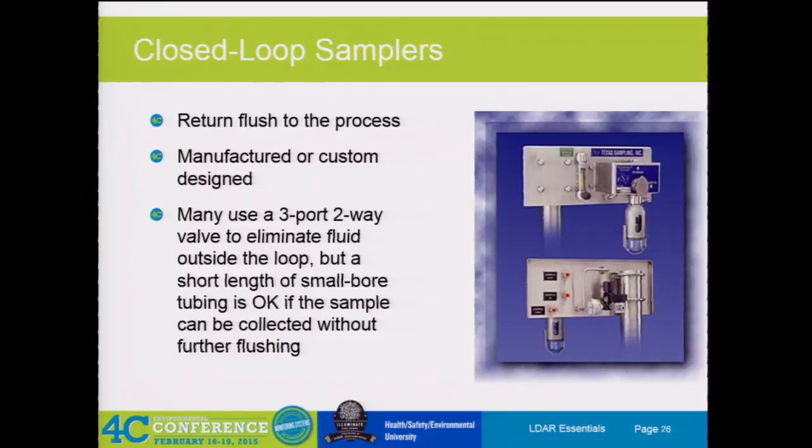Closed loop samplers return the flush to the process. Manufacturer custom design. Many use a 3-port two-way valve to eliminate fluid outside the loop, but a short length of small bore tubing is okay if the sample can be collected without further flushing. So with all that lovely speak, what it's saying is you probably all have these out there, Texas samplers. They're designed very well to return everything back into the process and help eliminate emissions. But on this Texas sampler, how many components are LDAR applicable?